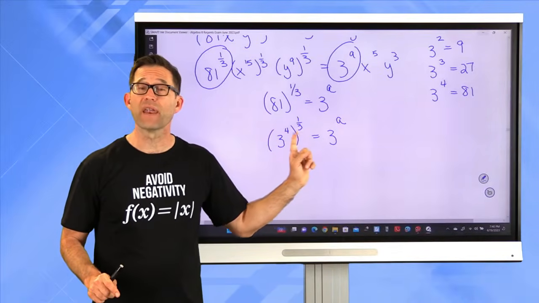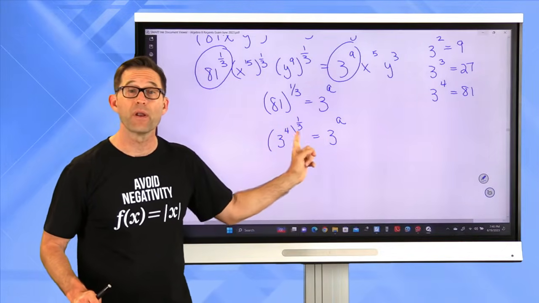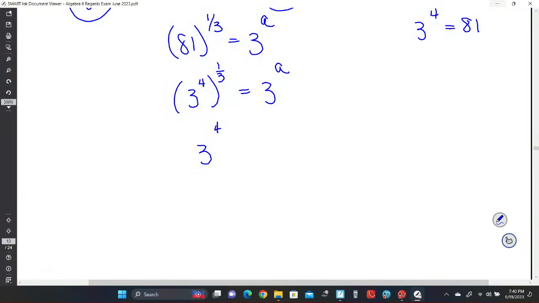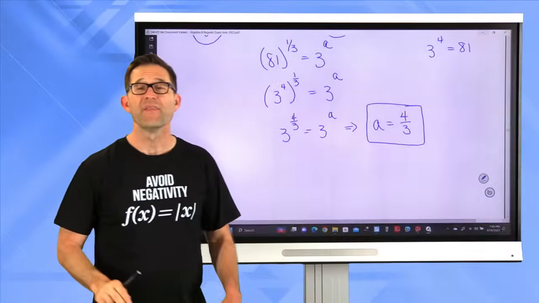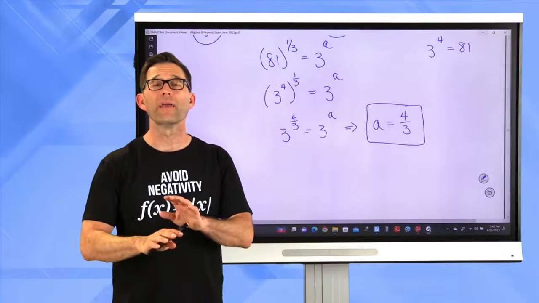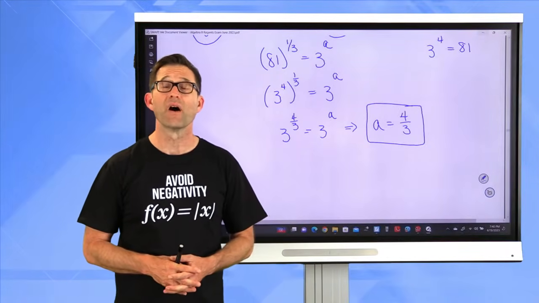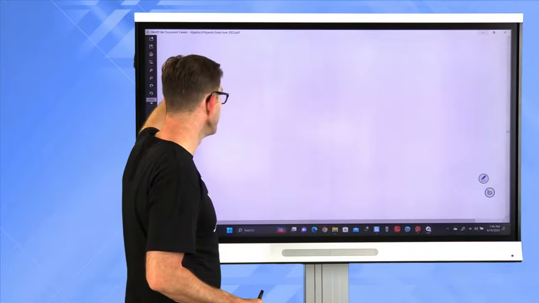Now I'm going to use that exponent law that says if I've got something raised to an exponent raised to another exponent, I simply multiply the two exponents, and I'll get 3 to the 4/3 is equal to 3 to the a, and therefore a is equal to 4/3. All right, the x and the y are irrelevant on this, and therefore they're going to confuse quite a number of people, unfortunately, because it's really not the point at all.